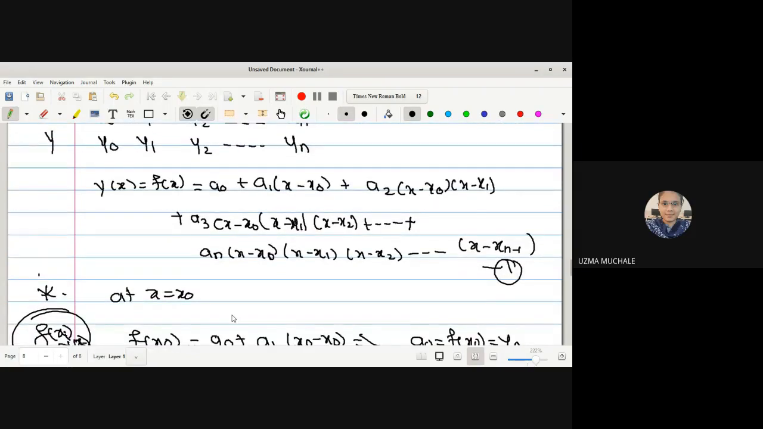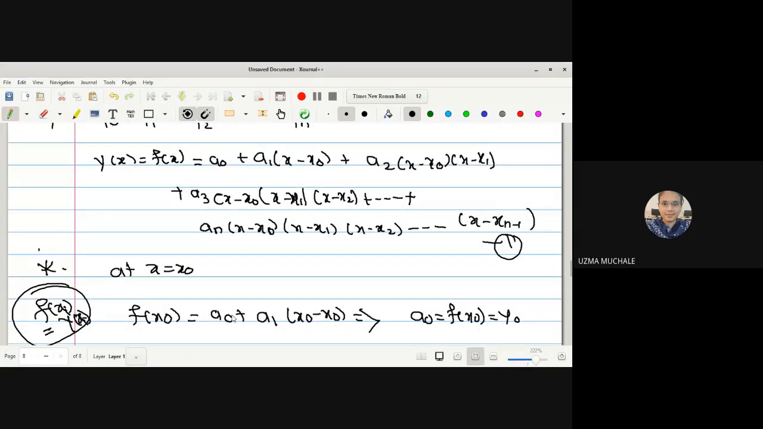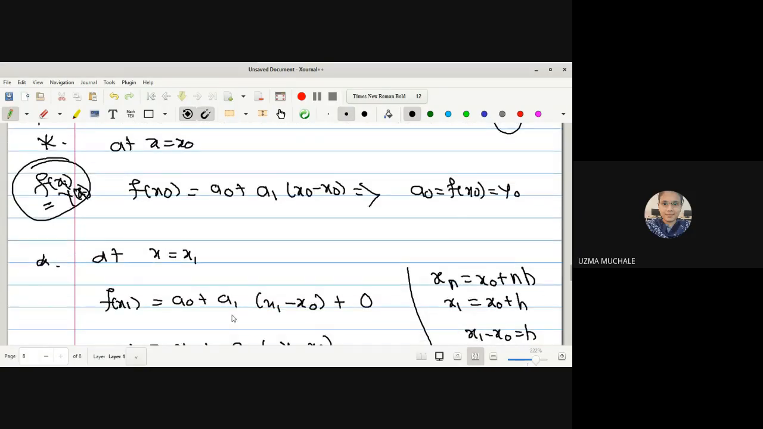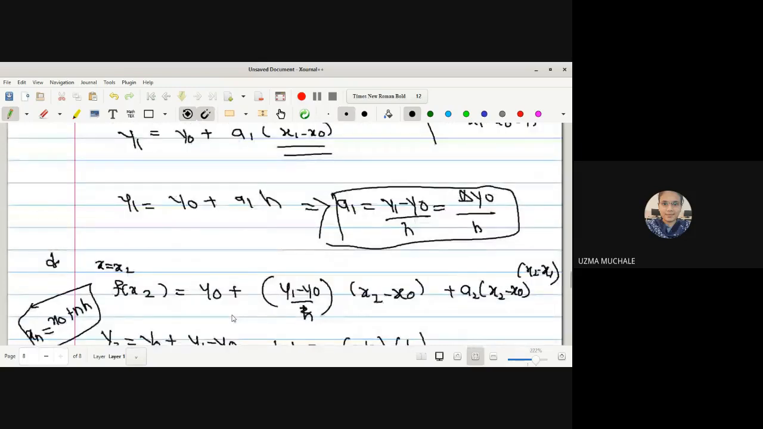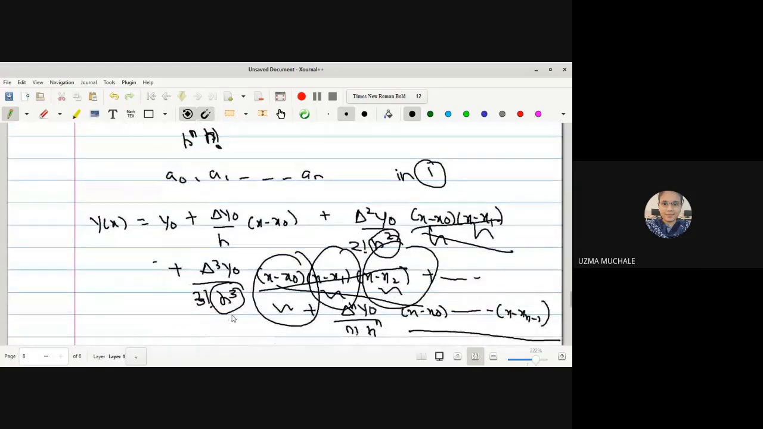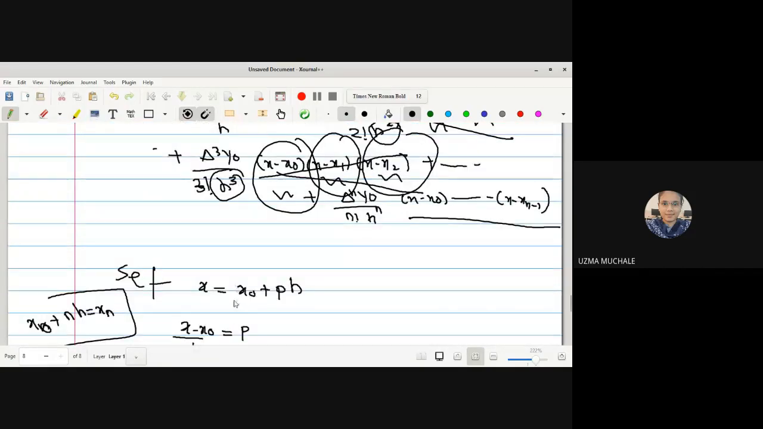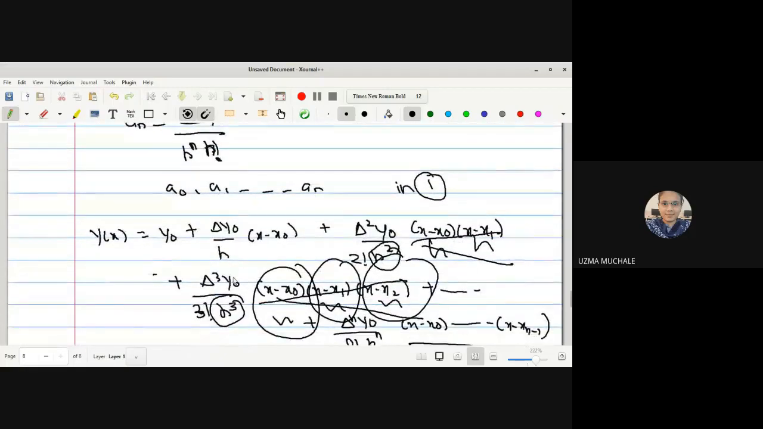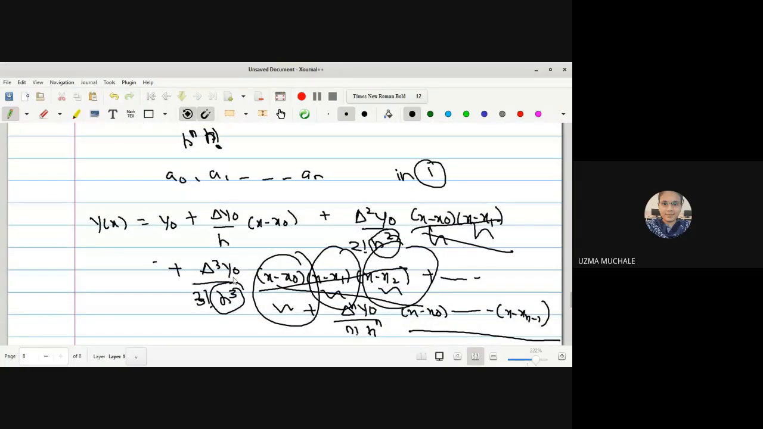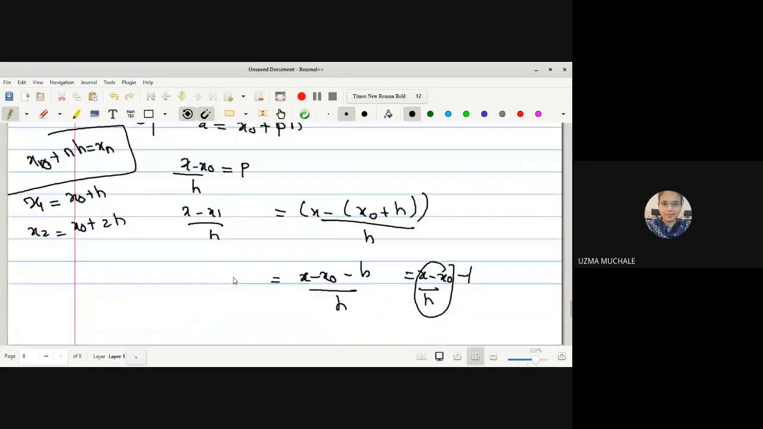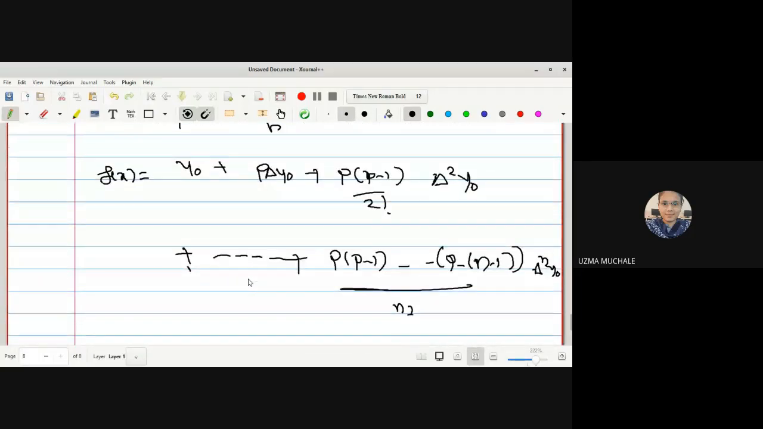And after that, we have to simply find out the values of a naught, a1 and so on. For that, we just substitute x is equal to x naught, x is equal to x1 and so on. We get the relation, and after substituting all those values of a naught, a1, a2 and so on, we get this type of equation. And now the h cube with these terms, whatever we have, x minus x naught, x minus x1, for that we have to find out the relation. After finding the relation, we get this type of equation.